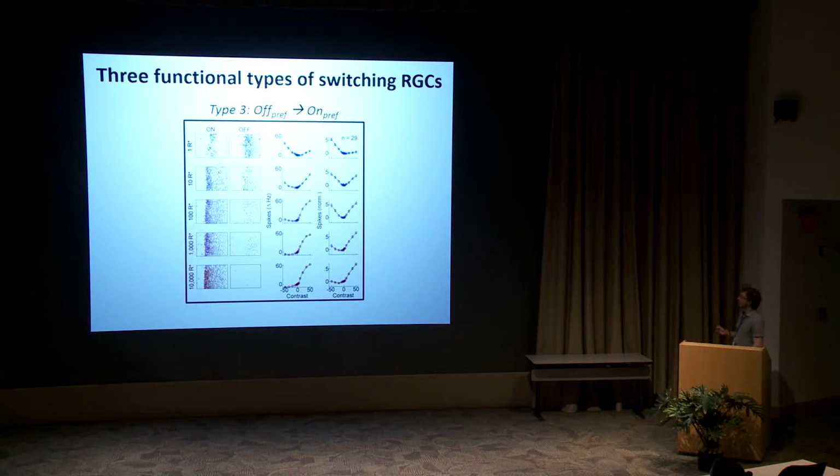All right, before we get to that, though, the last type of switching retinal ganglion cell that I found was the opposing behavior, off preference to on preference. So again, you can see at low light levels, it has a pretty robust response to decreases in light, but that goes away completely when you get to the brightest light level that I showed. And again, for this particular cell and for all of the cells in this group that I found.